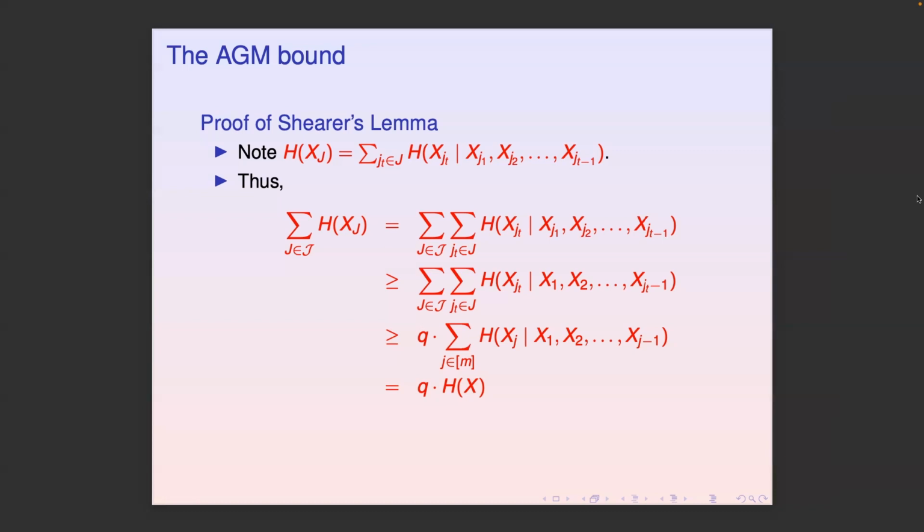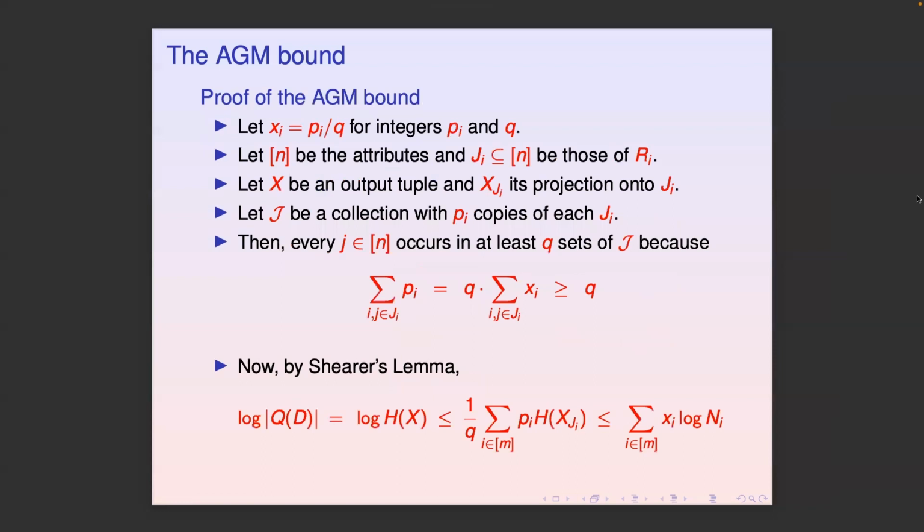And now this is just another way to write the joint entropy of all the variables. So with this technical lemma, you can prove the AGM bound. You take the rational solutions to the linear program and write them as p_i over q for integers p_i, and everybody with the same denominator q.